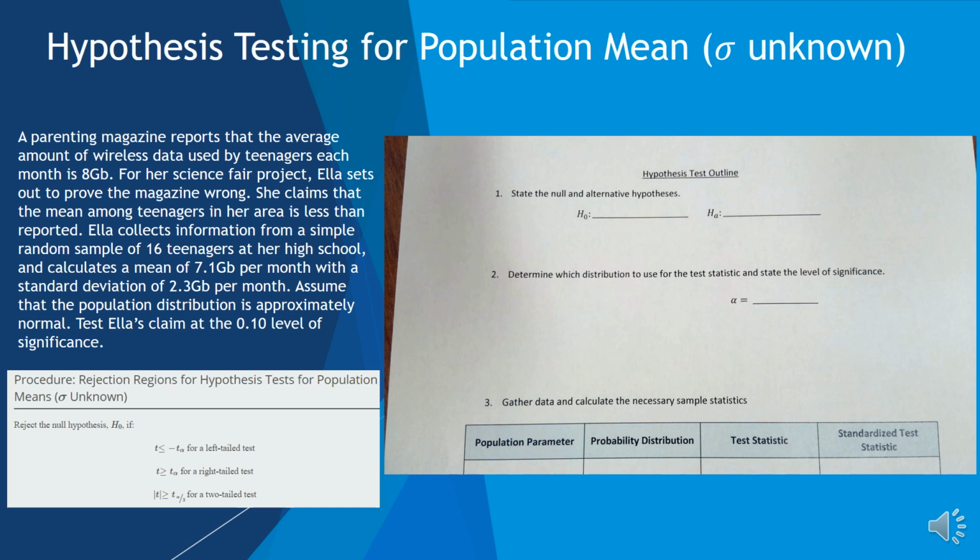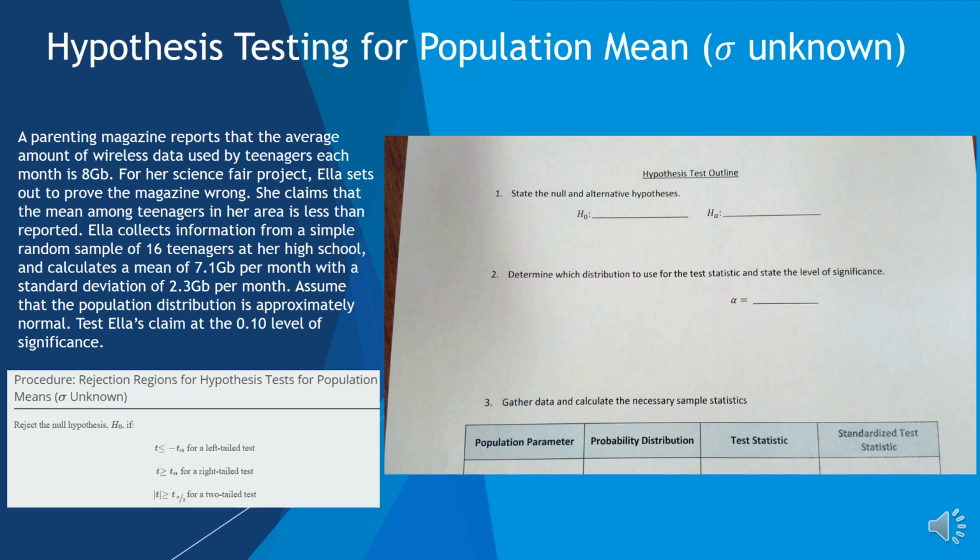It says that for her science fair project, Ella sets out to prove the magazine wrong. She claims that the mean among teenagers in her area is less than what was reported. The magazine claims, that's the null hypothesis, that teenagers use 8 gigabytes a month. Ella claims they use less than that, so that's less than 8. The alternative hypothesis is always the claim that you're testing.